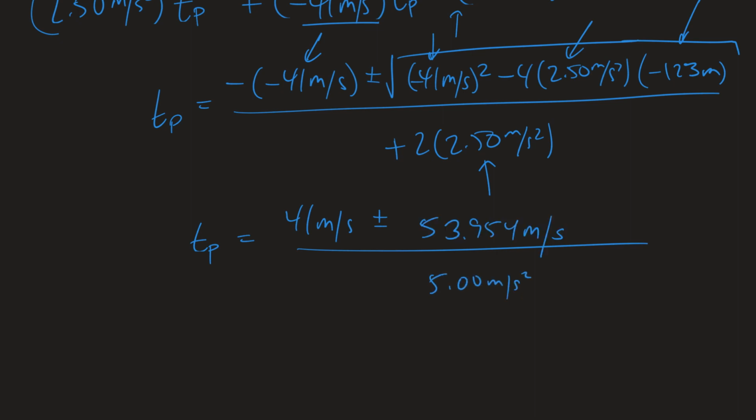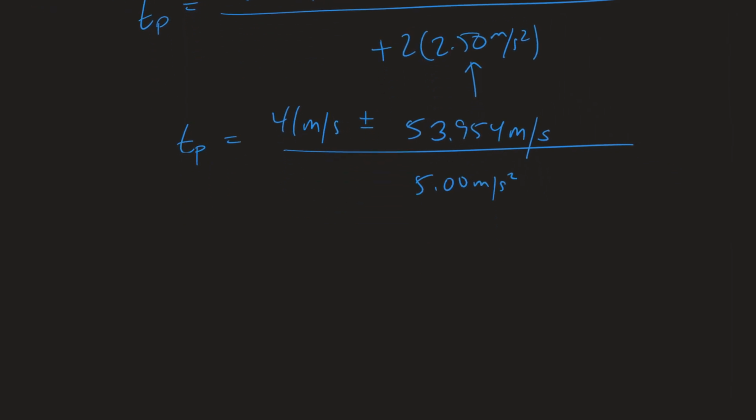And on top we get some number like that. And then it's going to give us two roots, a positive root and a negative root. So the negative root you can see is going to be quite small, because 41 minus 54 is going to be relatively small divided by 5. And the positive root is going to be fairly large.